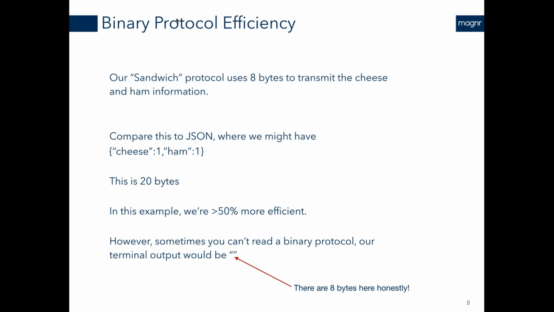And we know it's a binary protocol because if we attempted to print out that binary protocol onto a terminal, for example, if you're using bash shell, what you would see is essentially a blank string, nothing. There are 8 bytes, but they are non-printable in terminal characters.